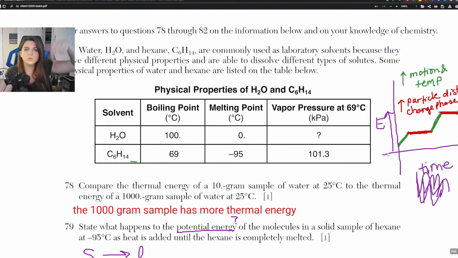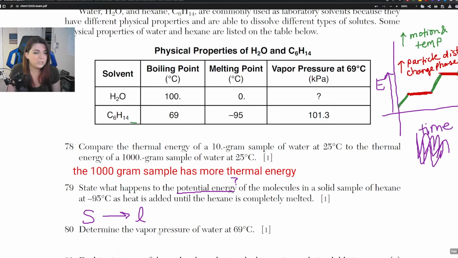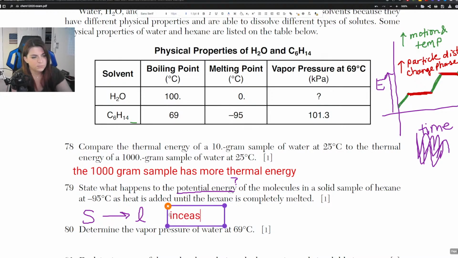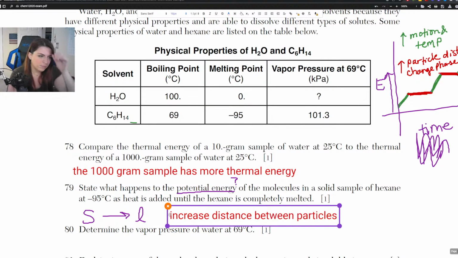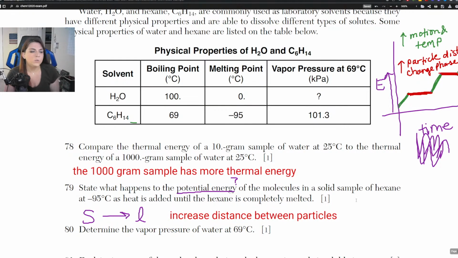And on a cooling curve, those arrows go down. We're decreasing the motion and decreasing the temperature. And on the phase change, we're actually not increasing distance, we're decreasing distance. We're squeezing them together. So the potential energy for melting is going to be used to pull molecules apart or increase particle distance. And that would be it. That's what happens during the phase change.